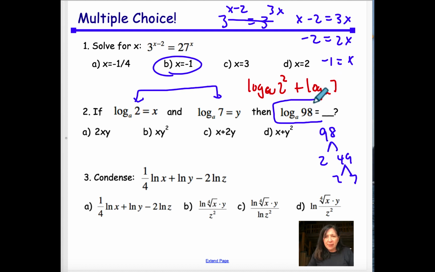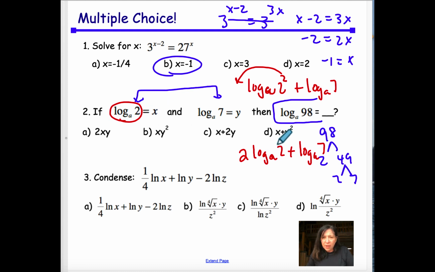The a's are the same. The bases are the same, right? This 2 is going to go out front. So I'm going to get 2 log base a of 2 plus log base a of 7. So log base a of 2 is x. So this right here is x. So that's 2x. And plus log base a of 7 is y. So this is 2x plus y. And so my final answer for this problem is C.